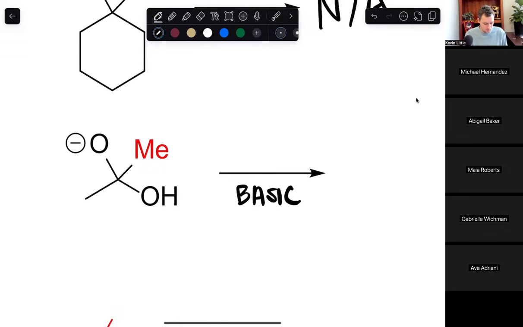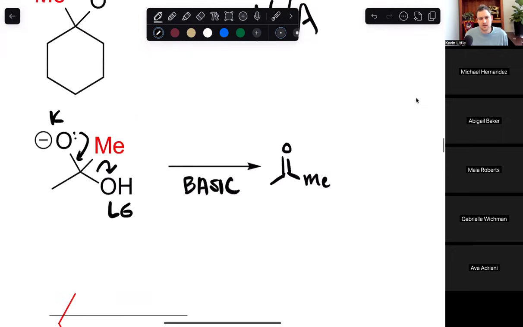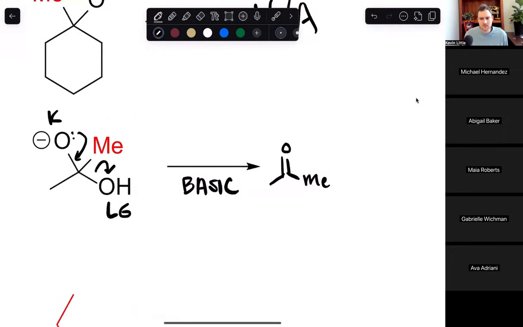This is my best leaving group. This is my best kicking group. So since I'm in basic conditions, I don't have to do a proton transfer. I can just collapse and kick from my kicking group and get this. You can see in basic conditions, a lot of times it just works itself out, right? I don't need water to deprotonate anything. There's nothing going on here.